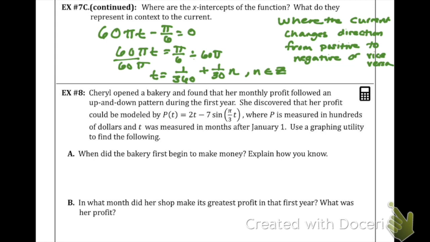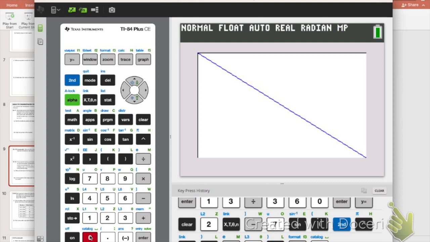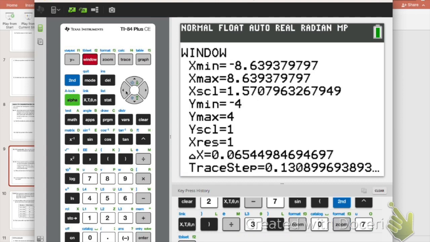All right, let's go ahead and jump onto our calculator. Okay, I typed in 2x minus sine of pi x all over 3. If I do a zoom fit, it looks like we're not getting anything really nice there. If I do a zoom trig, oh, we got something a little better. So it's saying to use a graphing utility to solve these questions. That means we're probably going to be doing some tracing, finding x-intercepts, or finding maxes or minimums. Let's make our window a little bit larger. Let's make our y go up higher and go down a little bit lower.